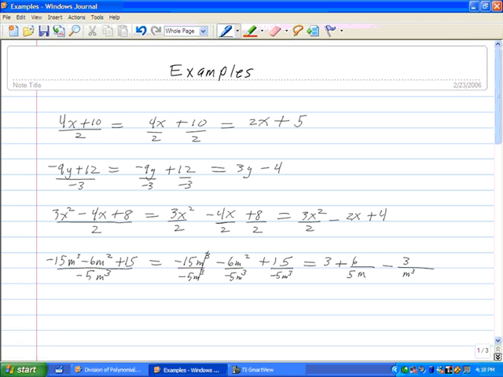Alright, let's try one more of this type before we move on to the next type. Let's take negative 12x to the fourth plus 6x squared minus 15x plus 4. We're going to divide by a negative 3x squared. Going to break it up again, just like I've done with all the rest.